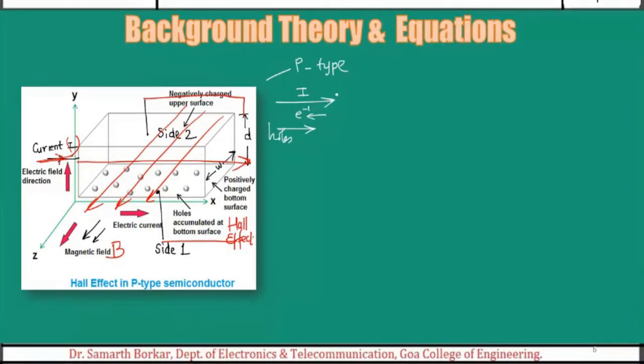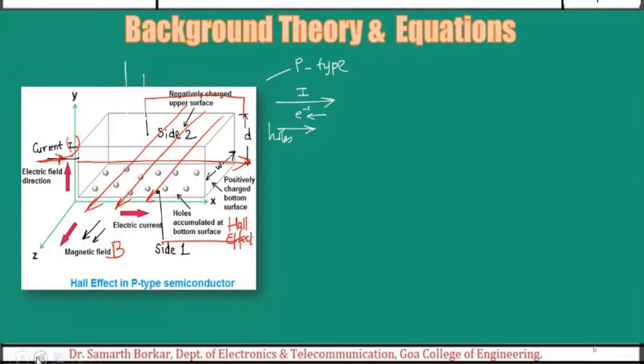Fine. Now, in this case, the current is moving from left to right. The holes are also moving from left to right. That's the standard notation. Now, since this electromagnetic force is acting downwards here, more holes will accumulate. This is what I have shown here. More holes will accumulate towards the bottom surface here.